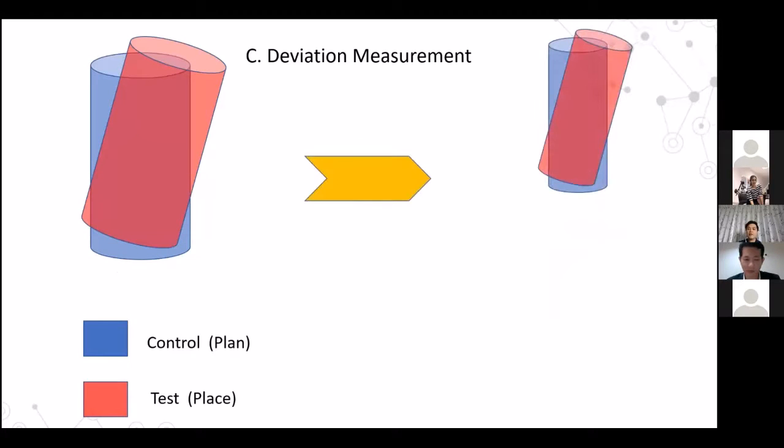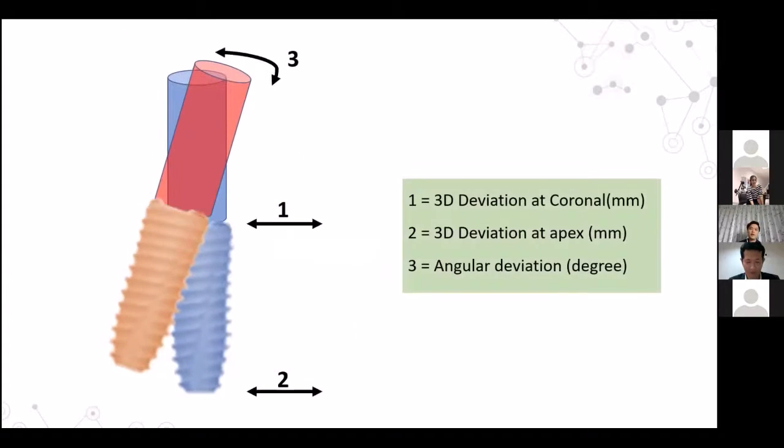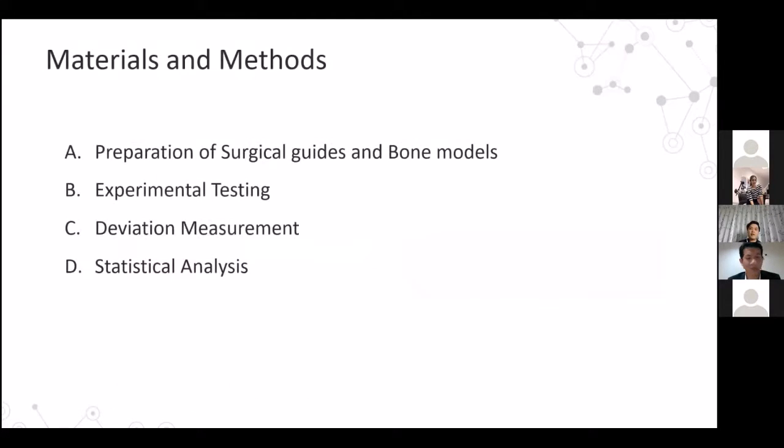The concept of implant fixture deviation in this technique: we use the temporary abutment to represent the coronal part of the fixture and compare them by simulating the implant fixture. The coronal deviation is the distance between two dots, the red dot and the blue dot, the apical deviation is in number 2, and the angular deviation is in number 3.